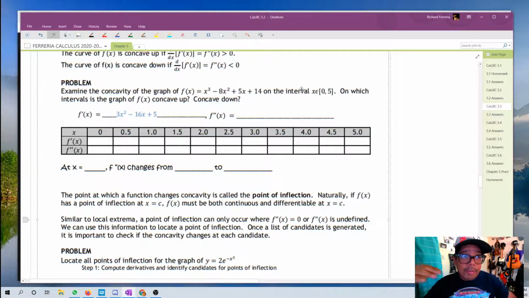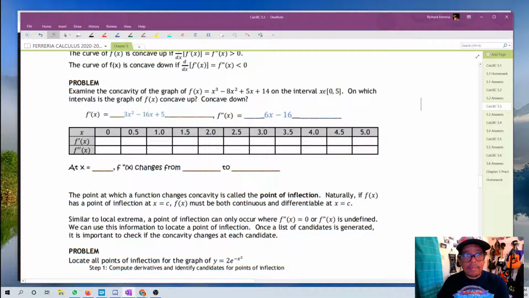So the derivative f prime of x is 3x squared minus 16x plus 5. That's handy for us to know, and we need that first derivative if we want to get to the second derivative. So what's the derivative of 3x squared minus 16x plus 5? Well, that's 6x minus 16. And we can do a little bit of analysis here, and we can look at it and say, well, when is the second derivative equal to 0? And that would be what? 16 over 6, 8 over 3.